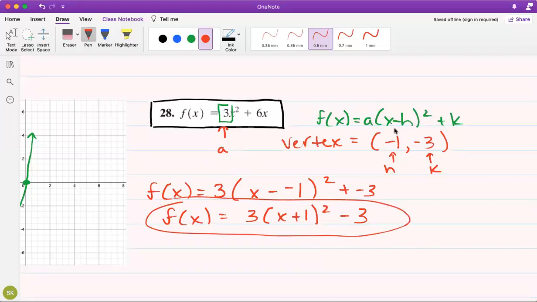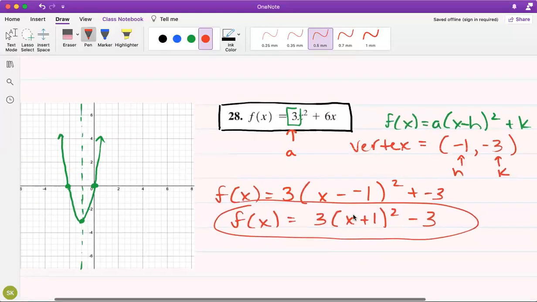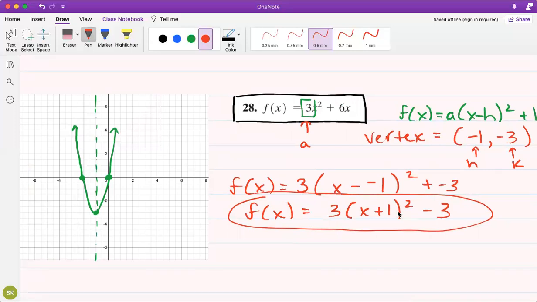So I switched to this form here, and I could use transformations of graphs to graph this. So this would be taking the parent function, moving it to the left 1, and then stretching it by a factor of 3, and then moving it down 3. So you could follow those rules. Take the parent function, move it to the left 1, stretch it by 3, and then move it down 3, and you get the same graph.